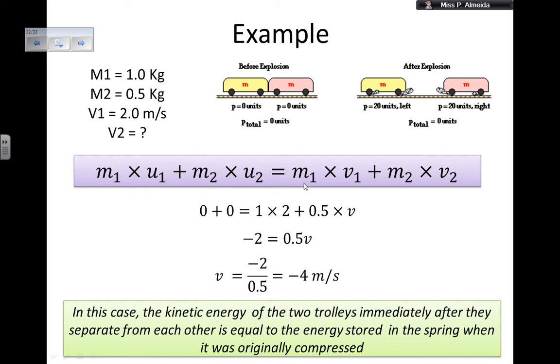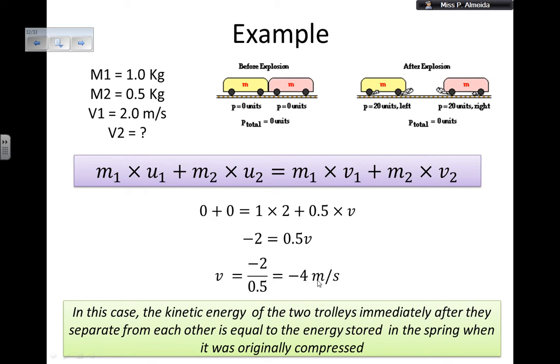Second part: mass 1 is 1 kilogram, velocity 1 is 2 meters per second, plus mass 2, 0.5 kilograms, so half of mass 1, times v2, the thing that I want to know. So 1 times 2 is 2. I move the 2 to the other side, so minus 2 equals 0.5 v2. Now I can calculate v2 by doing 2 divided by 0.5. I get a minus sign, and 2 divided by 0.5 gives me 4.